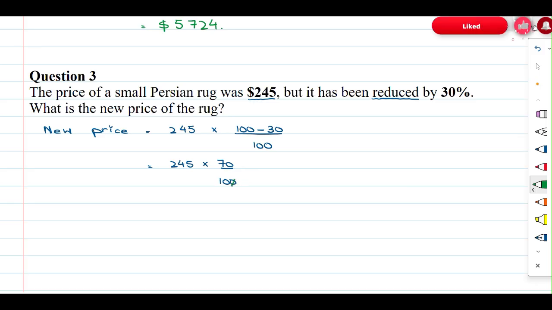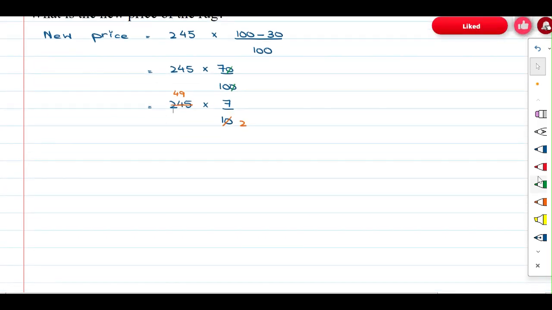Okay, so 0 goes with this 0, right? And here we can say we are left with 245 multiply 7 over 10. Okay, we can further simplify it. 5 times 2 is 10, 5 times 4 is 20, and 5 times 49 is 245, right? Okay, so the simplified form would be 49 multiply 7 over 2. So let me do 49 times 7.